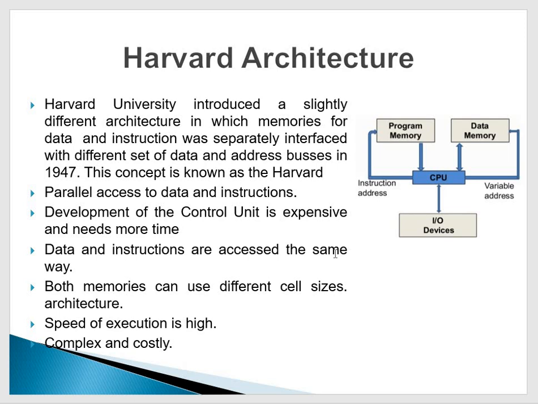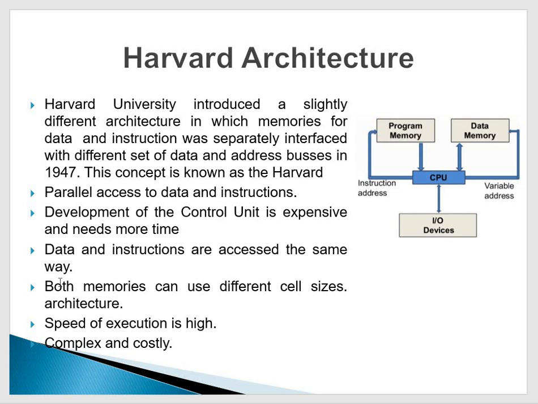The third is that data and instructions are accessed the same way. In this case, the data and instructions or opcodes can be accessed in the same way as well. Both memories can use different cell sizes and architecture. Both memories, the data memory and program memory, may be of different sizes, because both are independently accessed by the CPU through independent address and data buses.